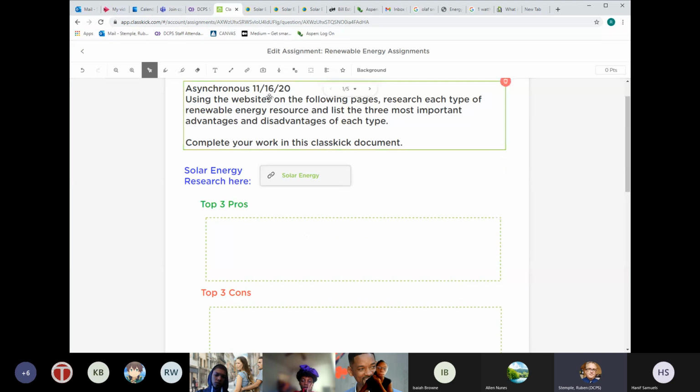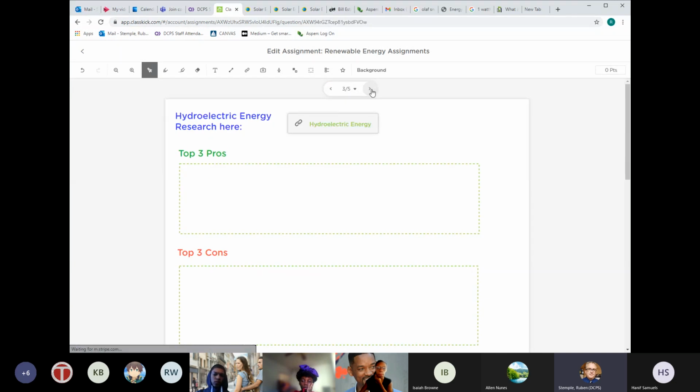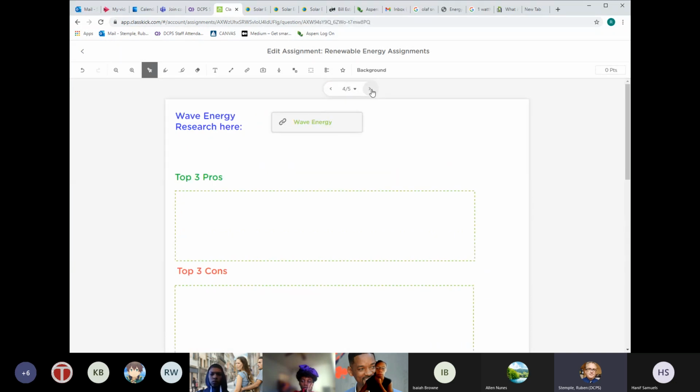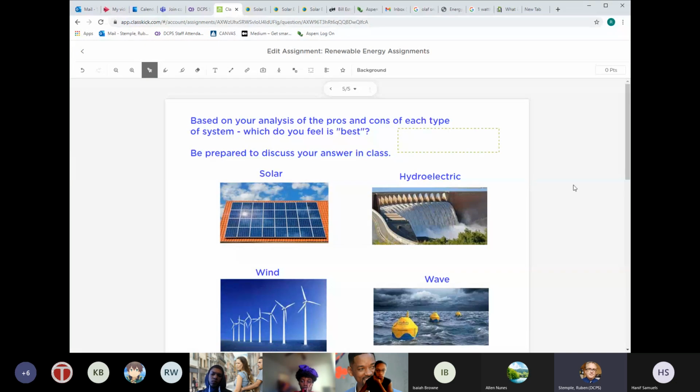Come up with 3 pros and 3 cons, things that you think are most important, for solar energy, and move on to the next one and do the same for wind energy, same for hydroelectric, and same for wave energy. Then in the last slide, based on your research, which of these types of renewable energy do you think is, quote, better? Decide which one you think is the best of the 4 types of renewable energy. We'll use that information tomorrow as we have our discussion.